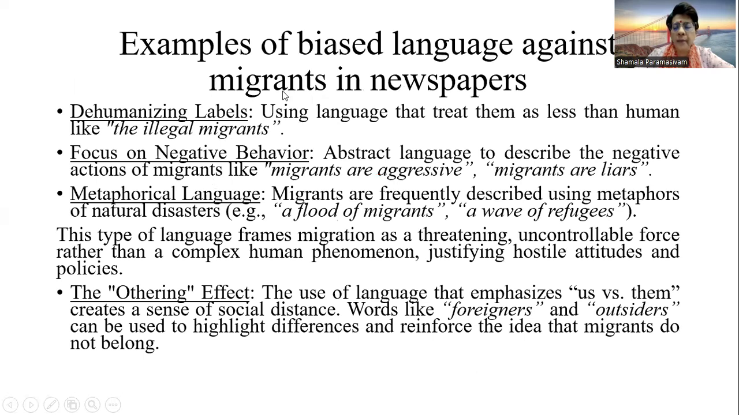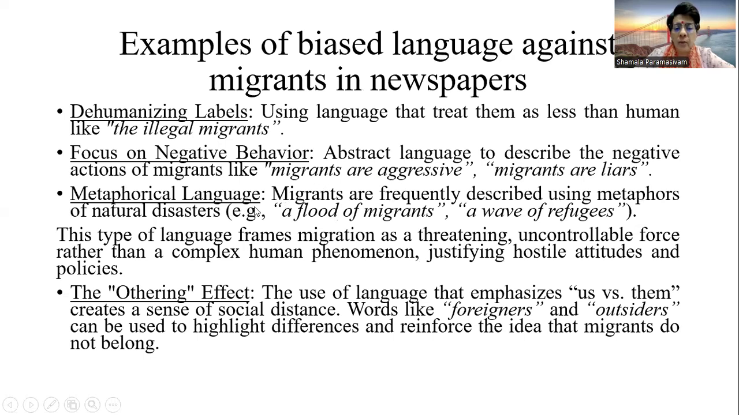Other groups are like migrants. There's also bias in how migrants are referred to. Dehumanizing labels are used where they are treated as less than human when they are referred to as illegal migrants. And then their actions are focused as negative. They are referred to as migrants are aggressive or migrants are liars and so forth.